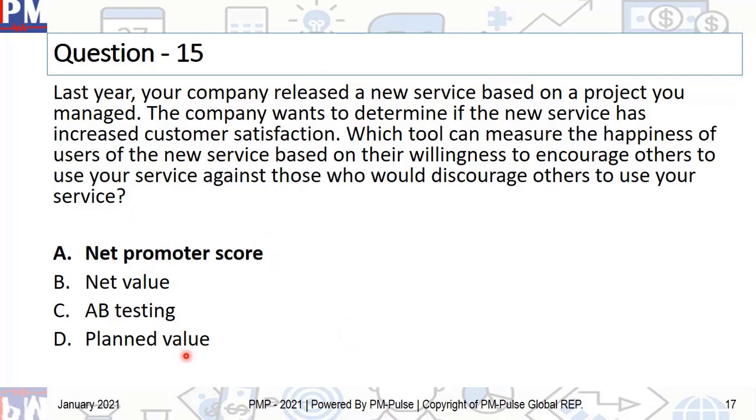All of these are something different. Net value is not exactly a great term, right? This is a fallacious term, so it does not even make much sense. Planned value basically comes from earned value management, which has nothing to do with what's happening here. And A/B testing has something to do with which color to go for, logo testing and all. So that has nothing to do with what we are being taught about.